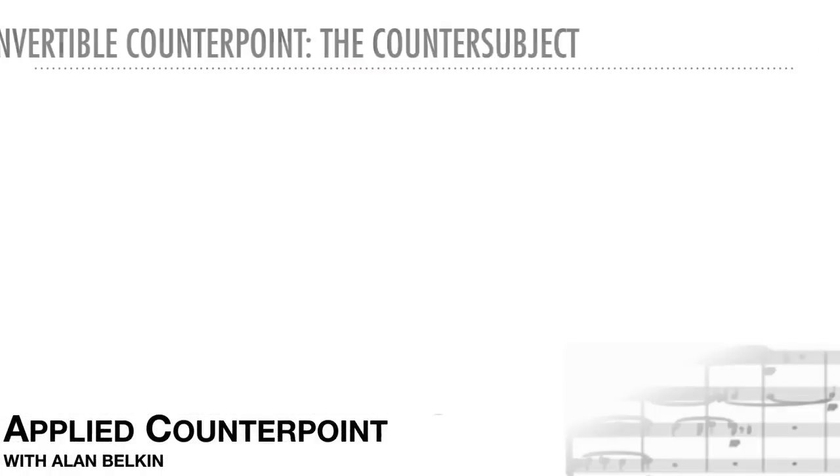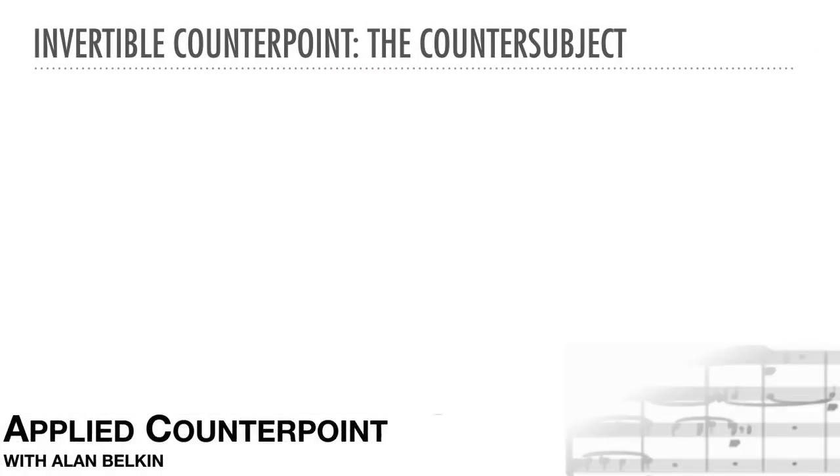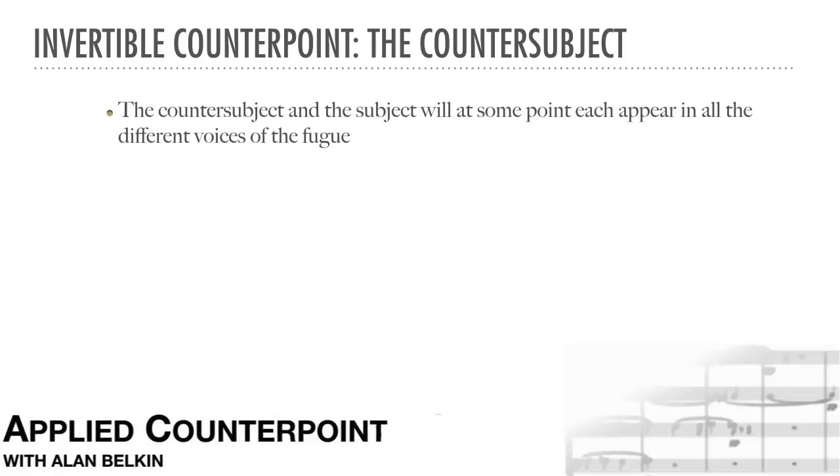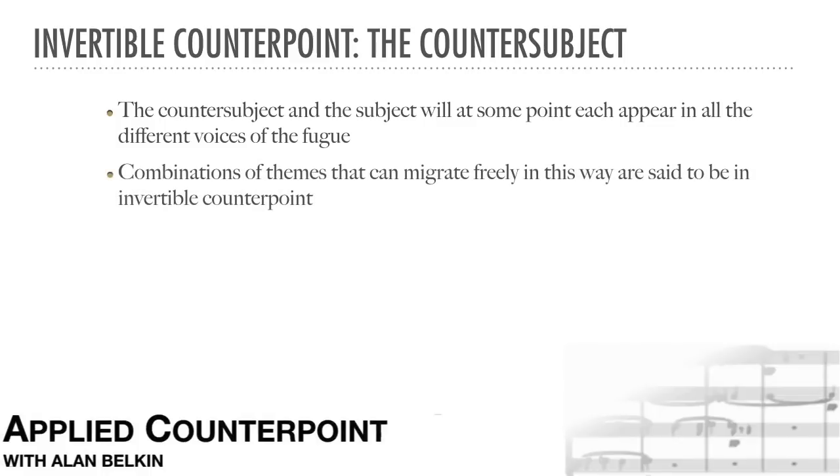We mentioned in the last lesson that not all fugues have countersubjects. But if they do, the countersubject and the subject will at some point each appear in all the different voices of the fugue. This means that they must each be a good bass line. Combinations of themes that can migrate freely in this way are said to be in invertible counterpoint.